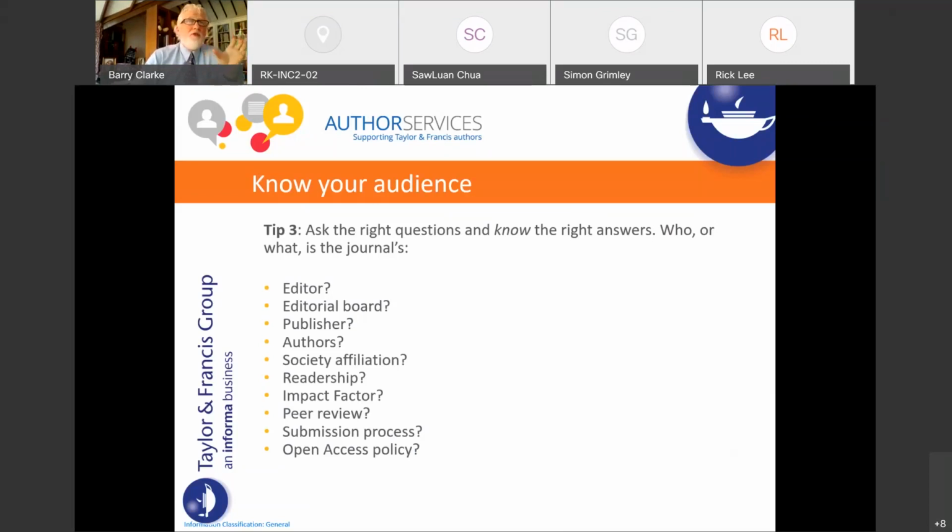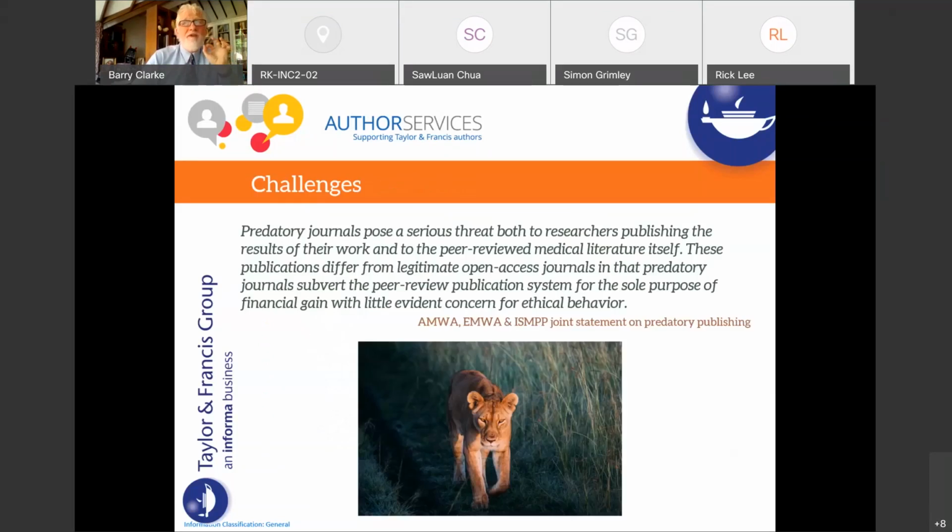As I mentioned, choosing the right publisher is very important, and you have to be very careful at the moment, especially with the rise of open access. We are seeing the emergence of what we call predatory publishers. I can imagine some of you have even been contacted by these publishers who show an interest in your work and ask you to submit to their journal.